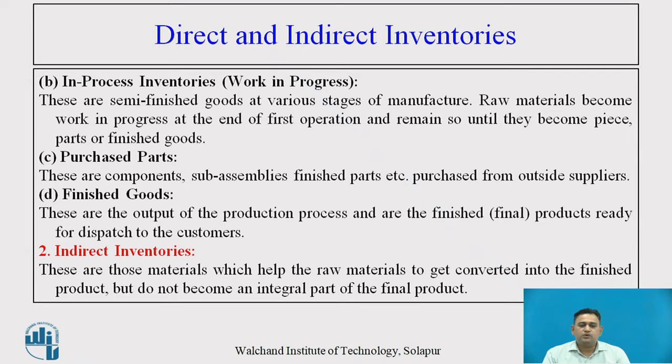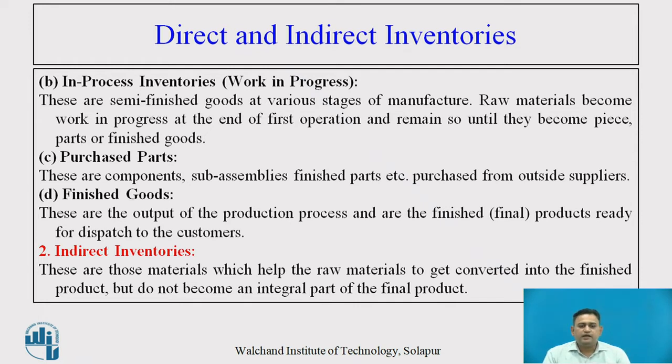So here the part comes regarding the raw material, which is called the initial stage of the finished product, and in-progress inventories which are in between the finished product, and finally the finished product which can be used by the users.